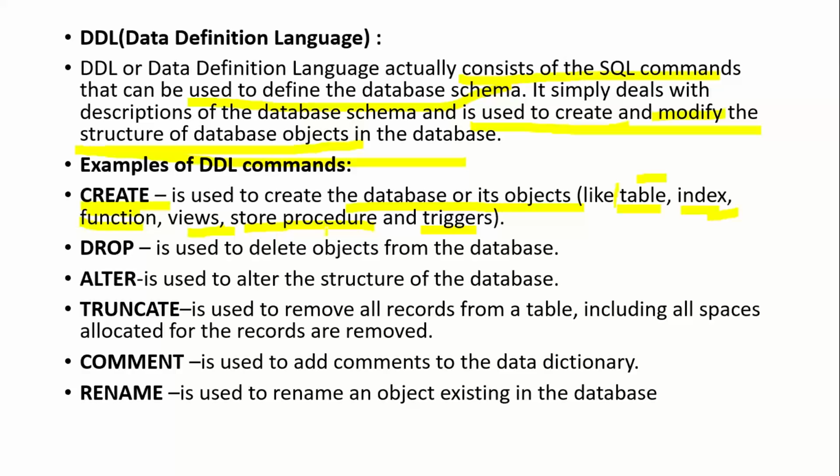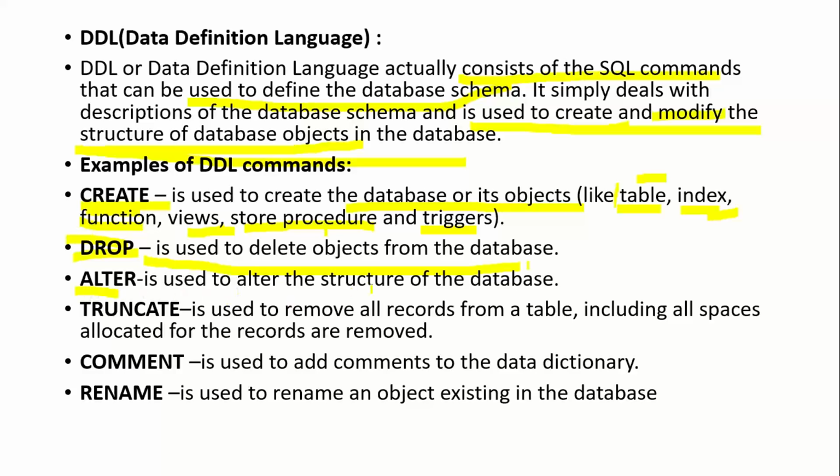But the purpose of these things is different. For a table, the function is different. For a view, the function is different. And for triggers, the functions are different. The operations you perform are different. Next, drop. So you create it, but when you want to delete it because there might be some error or there is no more need of that object in your database, then you can use this drop command. It is used to delete objects from the database.